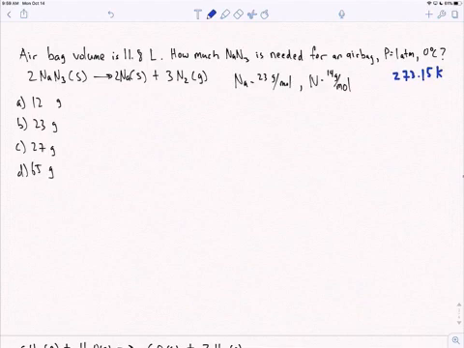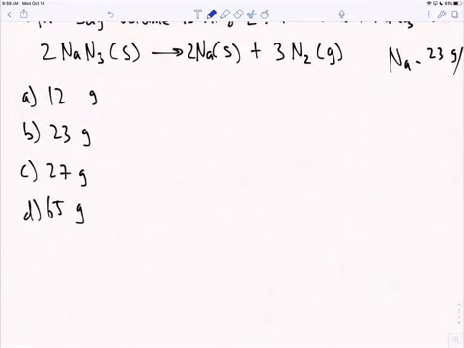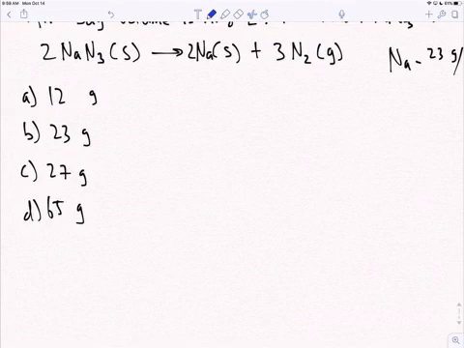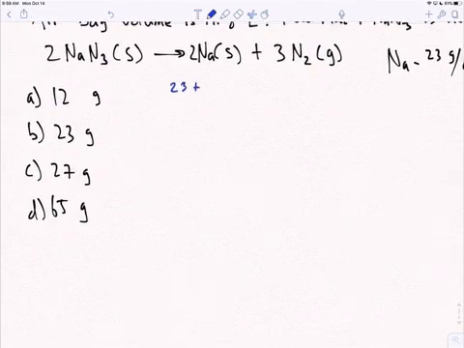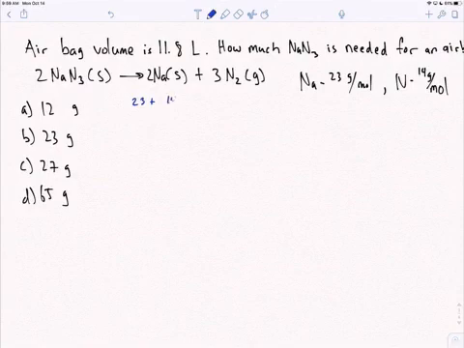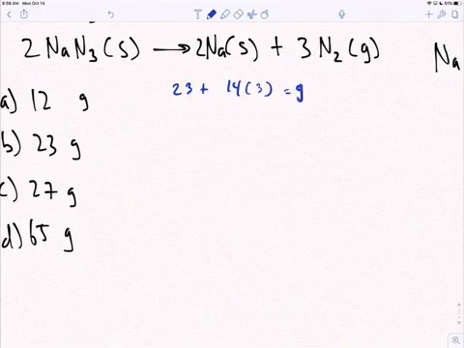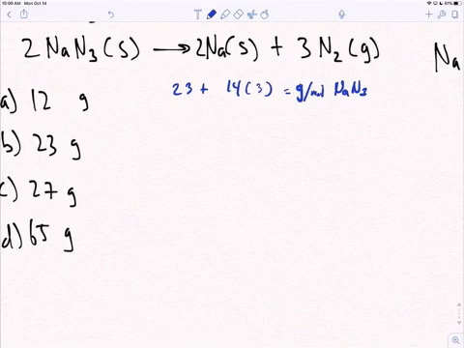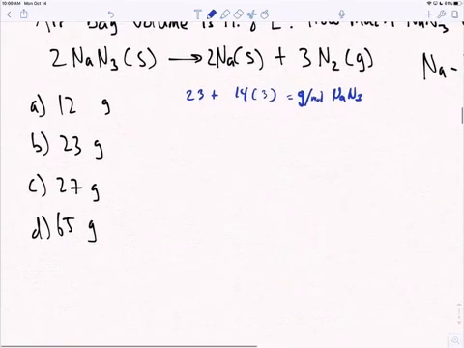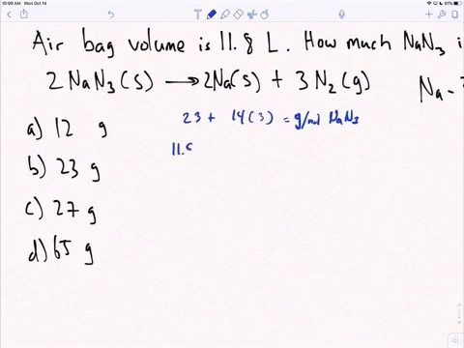So the airbag volume is 11.8 liters. How much azide is needed for the airbag to fill? I'll try and simplify this for you. So NaN3, 23 plus 14 times 3. This is going to be the grams per mole of NaN3. And we have 11.8 liters.